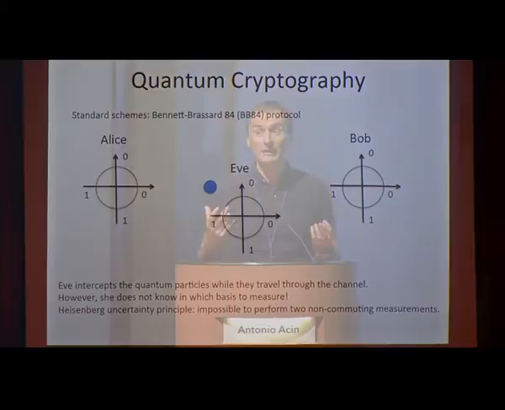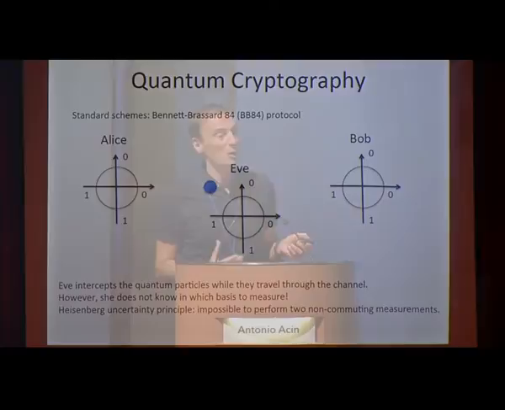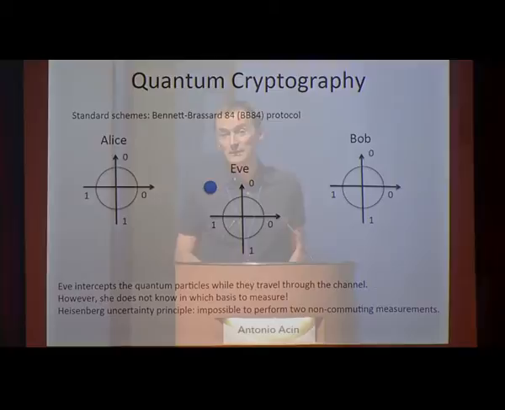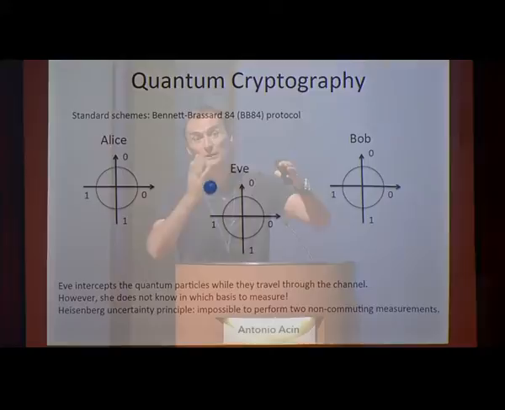the brilliant idea by Bennett and Brassard, okay? So what's the problem here? Eve is somehow in the same situation as Bob. She has to read an information that has been encoded either in the Z or the X basis. These are non-orthogonal states, if you know about quantum physics. And then there is something called the Heisenberg uncertainty relation in quantum physics that tells you that you cannot perform two non-commuting measurements. You cannot measure in the Z and X basis at the same time.